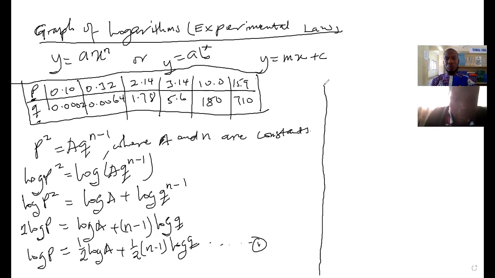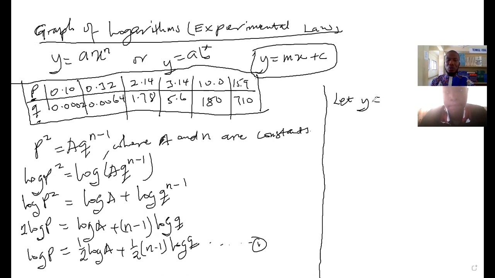Okay. So transforming this equation 1 into a linear equation, into the form y equals mx plus c, we will let y be equal to the Q. Okay, then let's rearrange even this one at once.